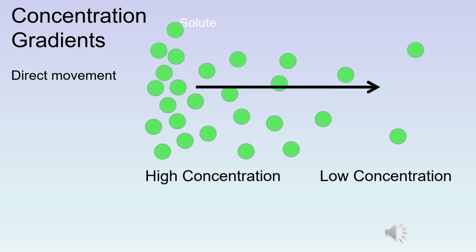In this picture here, we have a concentration gradient with lots of solute molecules, the green bubbles, on the left, and not many solute molecules on the right. So the solute is going to move from the left to the right, or from the area of high concentration to the area of low concentration, until there is a homogeneous mixture. The molecules will not move from right to left, or from low to high concentration, because energy would be required for that movement, and that's against the concentration gradient.